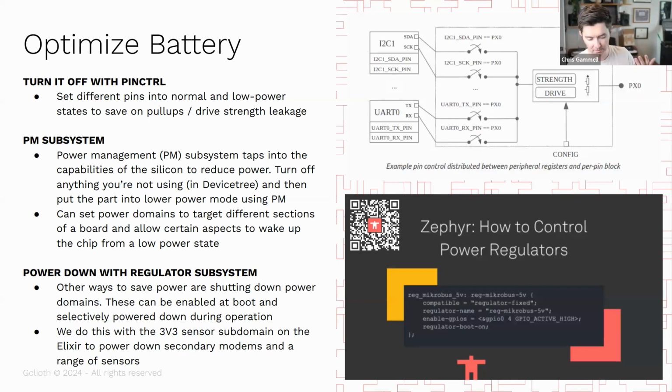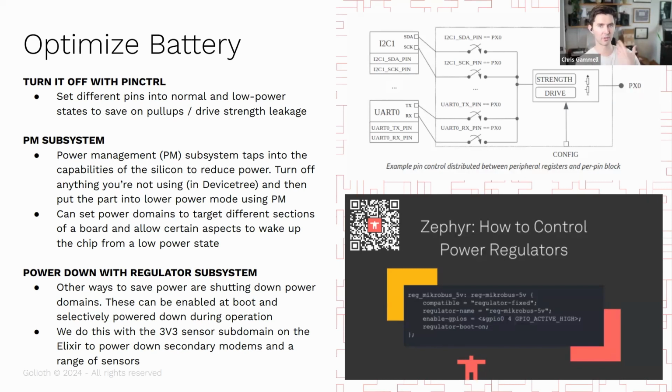Same kind of thing for pull-ups or pull-downs in an I2C context, as shown here. So you might have those sort of things different, or you can have just different modes based on which mode you're in. But more broadly, the power management subsystem is another great way to start to reduce power.